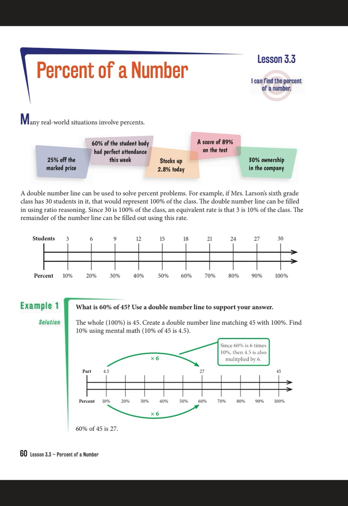Lesson 3.3, percent of a number. By the end of this video, I want you guys to be able to find the percent of a number. Many real-world situations involve percents.